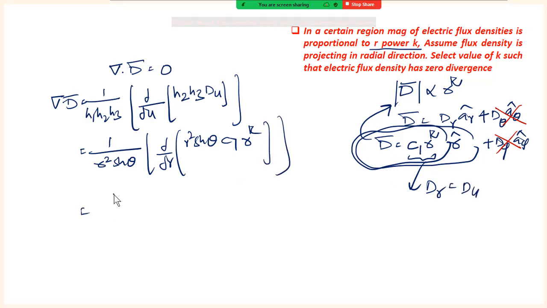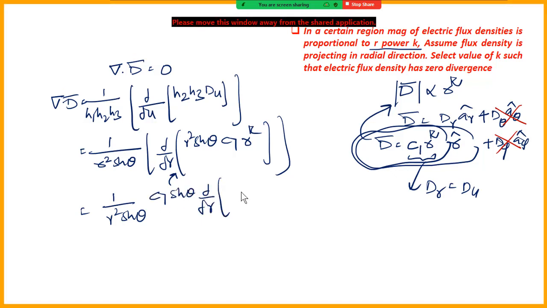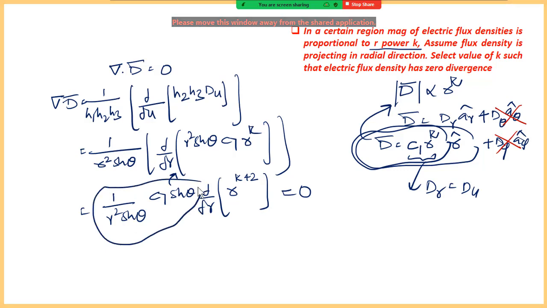Now it is equal to 1/(r² sin θ). We are doing the differentiation with respect to r, which means sin θ is constant. So C1 is constant, sin θ is constant, ∂/∂r of r^(k+2), like this we have. Now they said that divergence is equal to 0. So we have made this equal to 0, and sending everything to the right side, you will get ∂/∂r of this one is equal to 0.